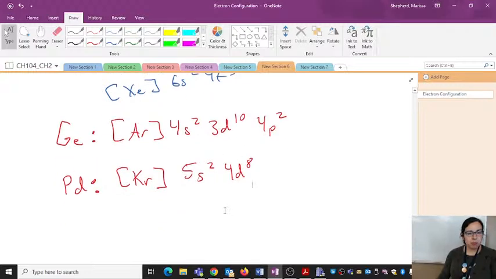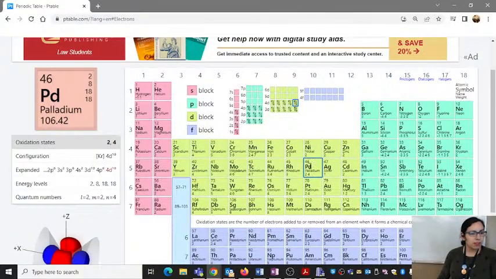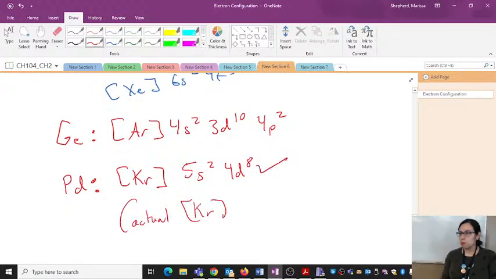And I think palladium is one of those funky ones that probably wants to do 4d10, but again, I wouldn't expect you to know that. I'll just put in parentheses "actual". So this is totally appropriate. I just want to make that clear. That's a good answer. That's what I expect. You're just filling it along. We don't know all these exceptions.